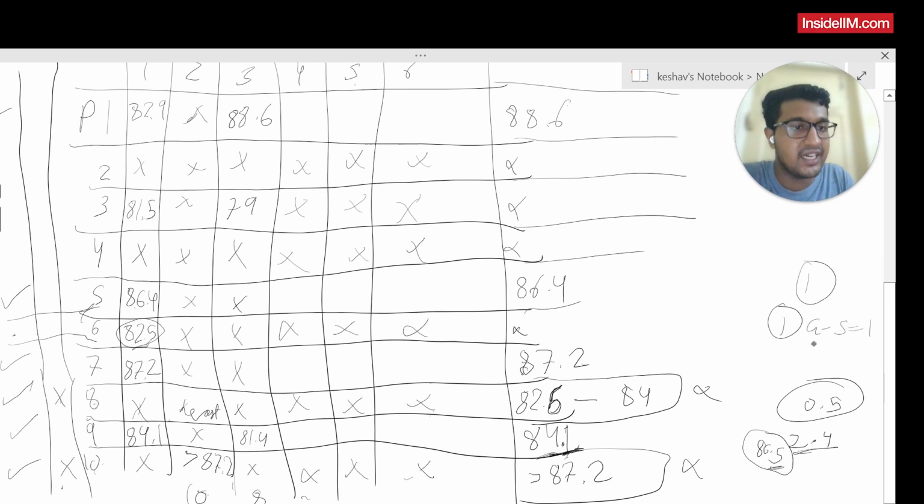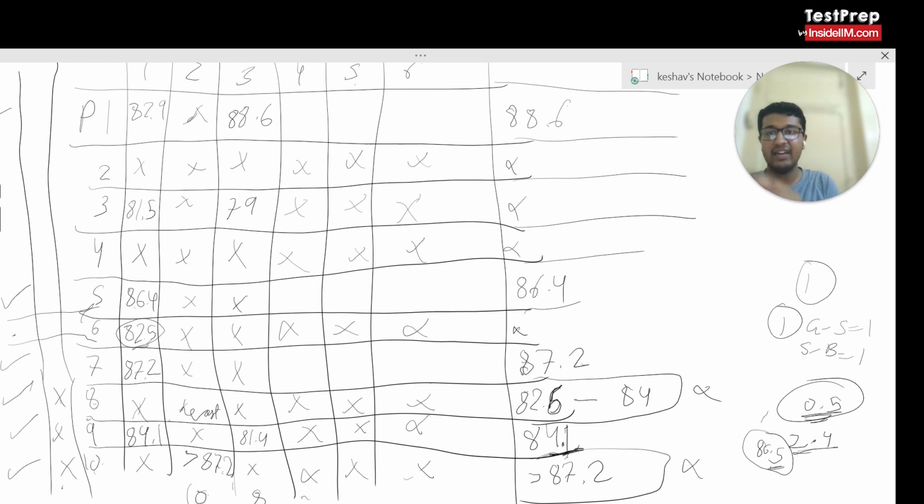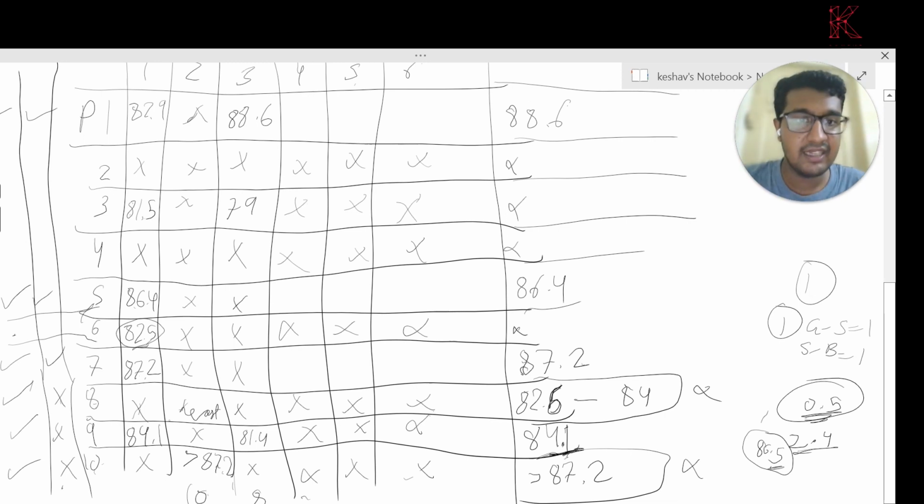Gold minus silver, distance is 1, and silver minus bronze, distance is 1 again. So there's no way this distance could have been 1 if this would have been 0.5. So I know 9 didn't win a medal, so he didn't improve his score. So that's, I guess, clear till now. So I know 1, 5 and 7 all three of them won a medal. Which one, I'm not sure yet. Let's figure it out from the data.